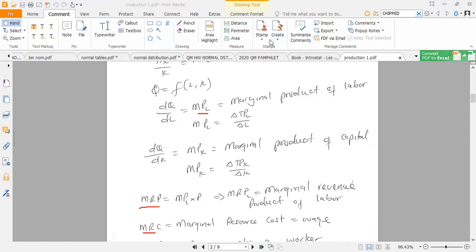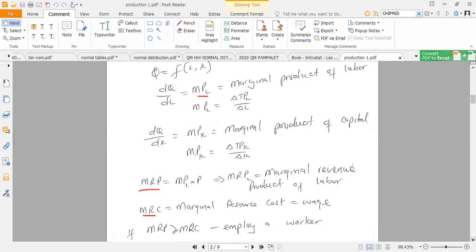This is in fact the value of the units that are produced by the individual in terms of money. The decision rule is always to stop employing when the marginal revenue product is less than or equal to the marginal resource cost. So marginal revenue product must always be higher than the marginal resource cost. The marginal resource cost is the wage.